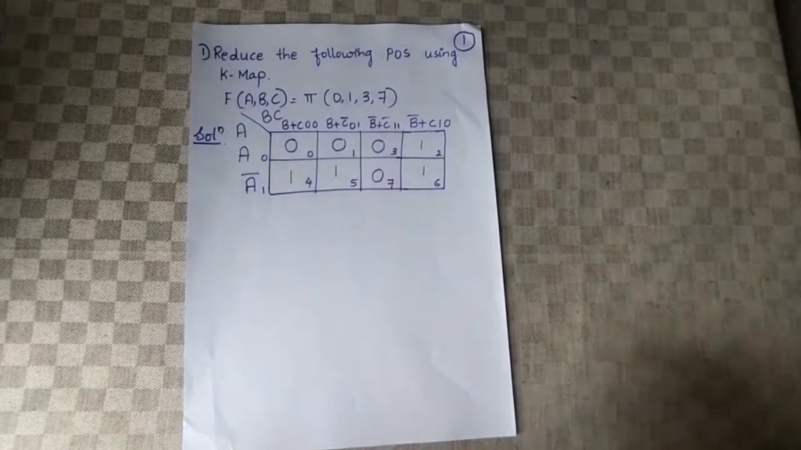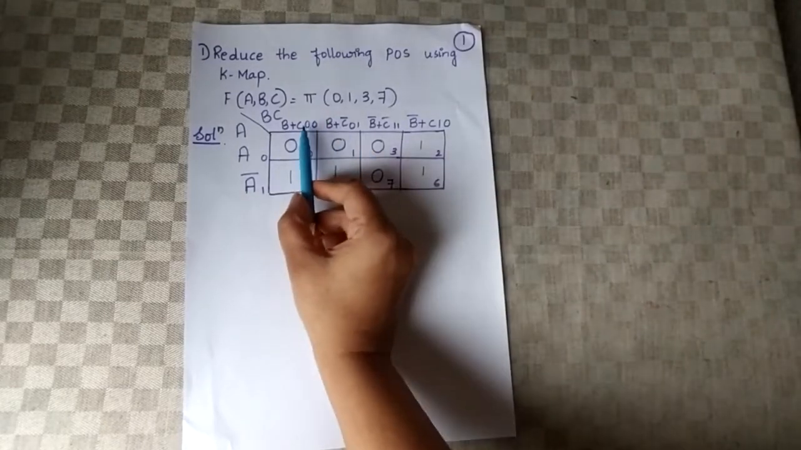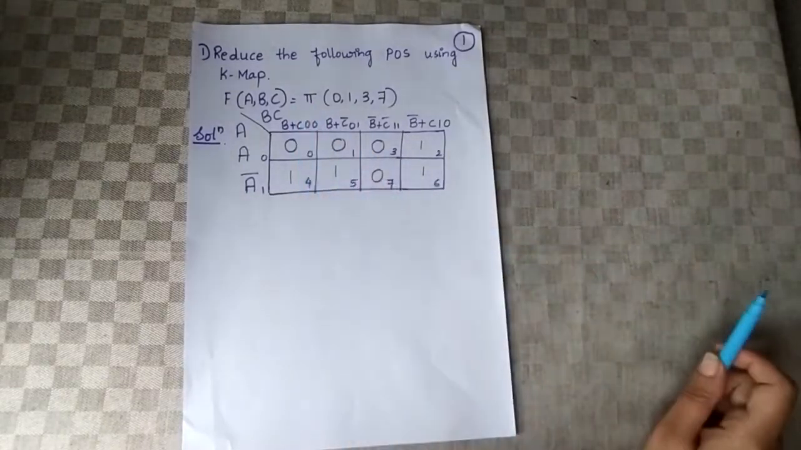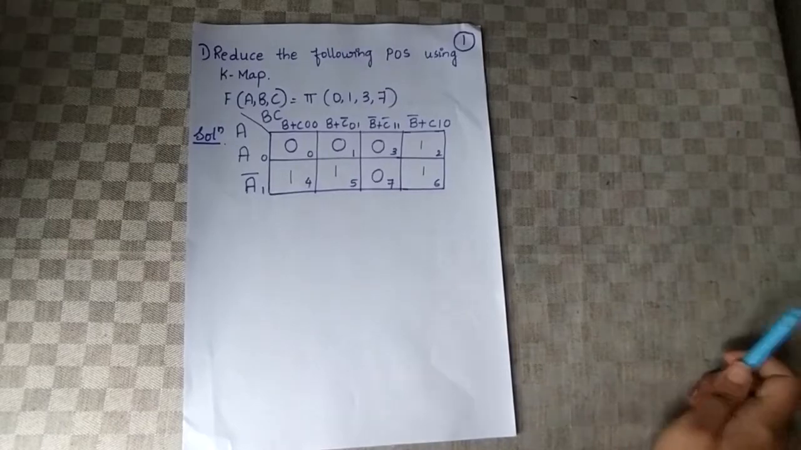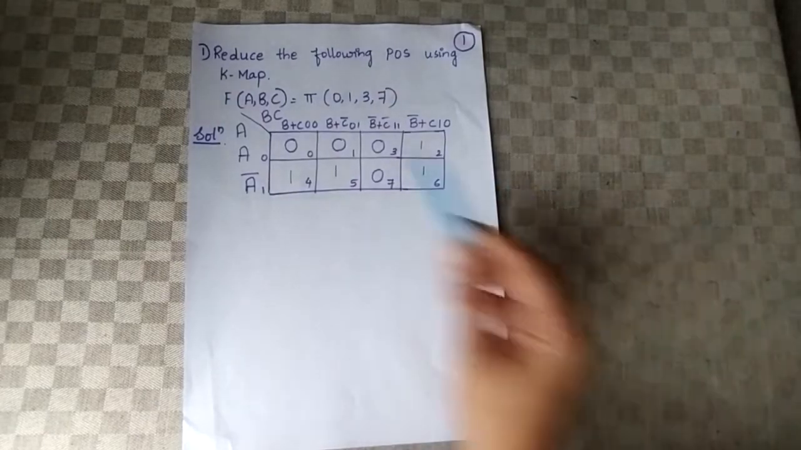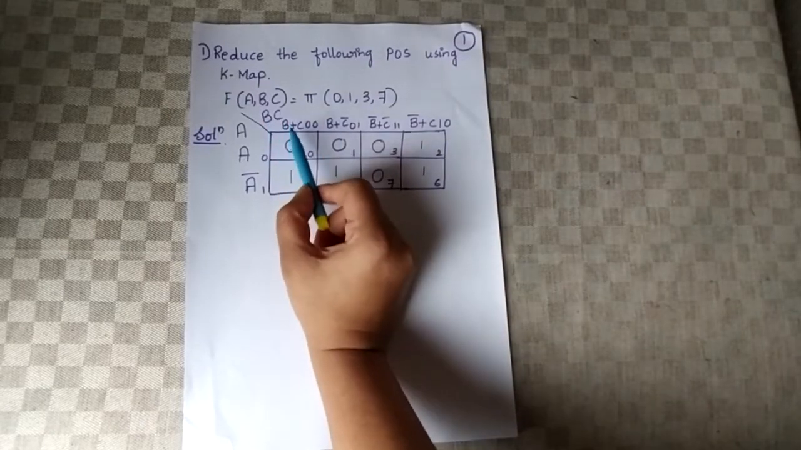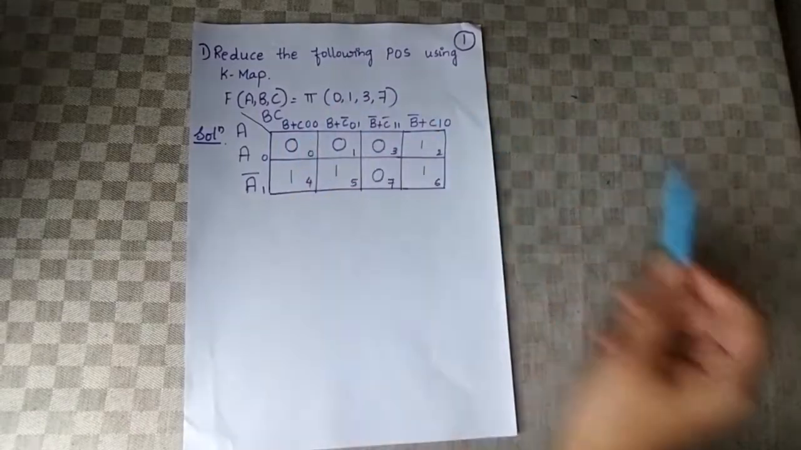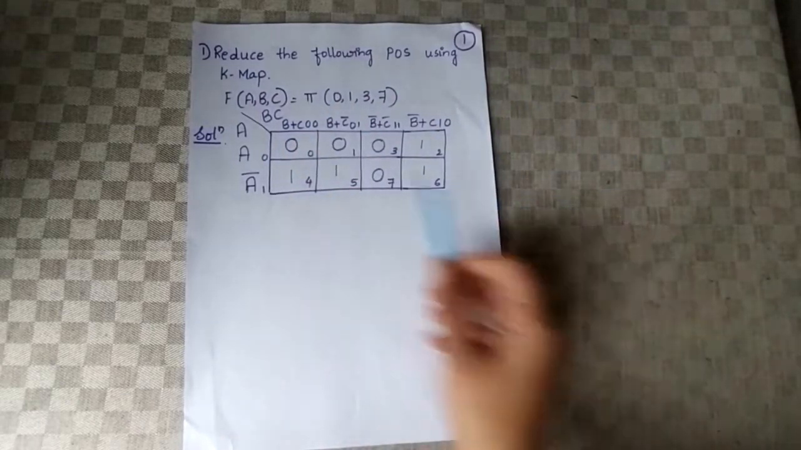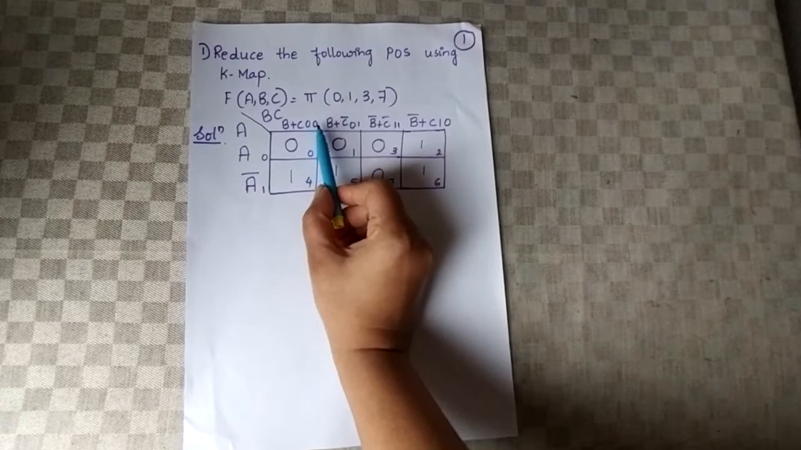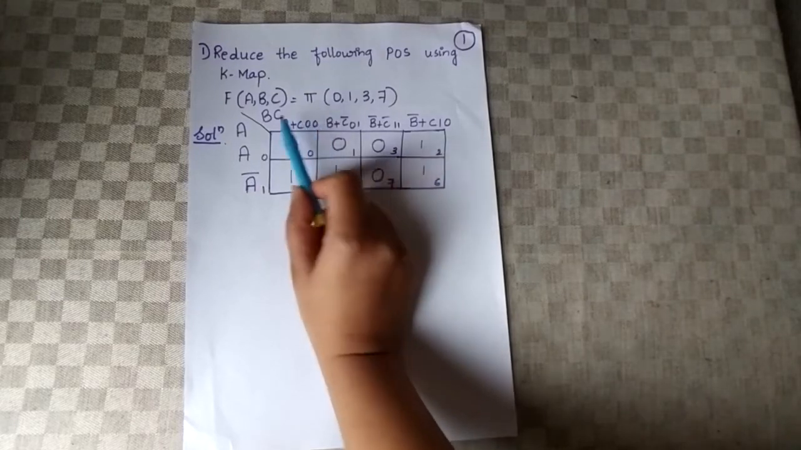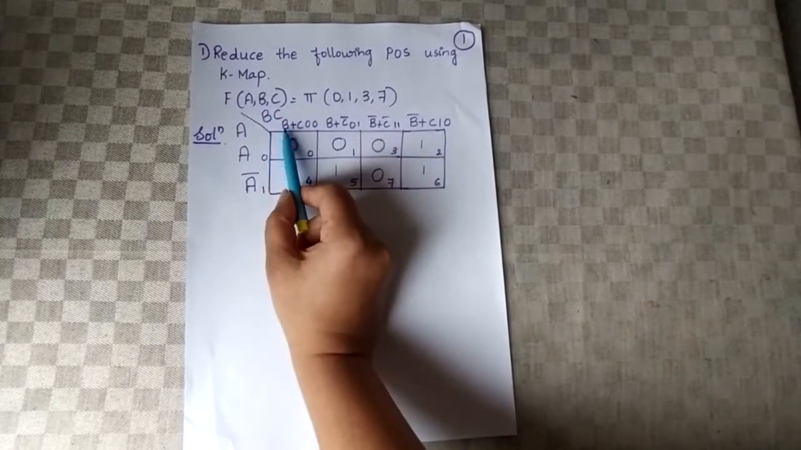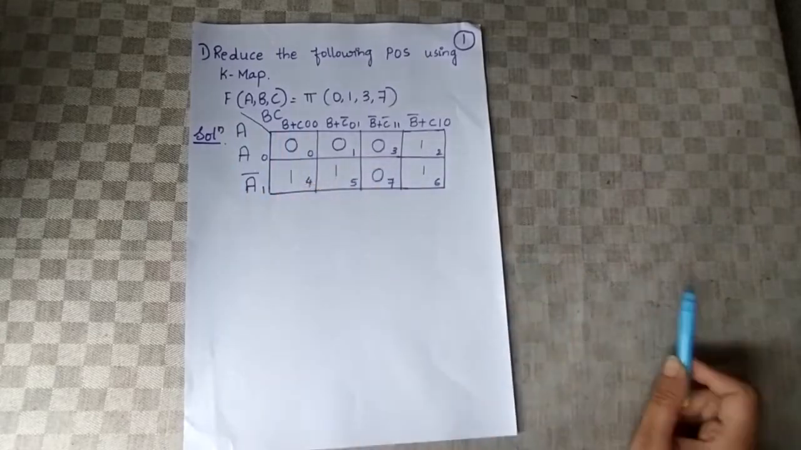Okay. Next, I take here 0 and 0. When I say max term, it is sum of all the literals. So whatever literal is mentioned over here, we have to make its sum. Since these two variables are holding zeros as the values, they are the original terms itself. We will be writing B plus C.